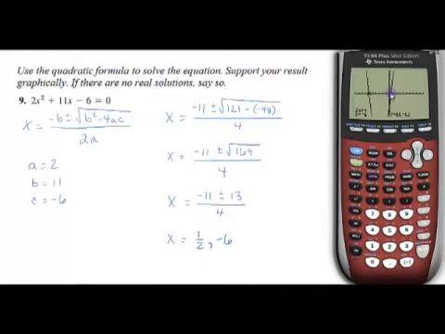And let's try finding the 0 here. So again, we'll go second, calculate, 0, and let's move our cursor so that we're a little closer to that 0 that's on the right, and hit enter. We'll go to the right of it and hit enter, and then we'll hit enter again to have the calculator guess, and it confirms that our other solution was a half.